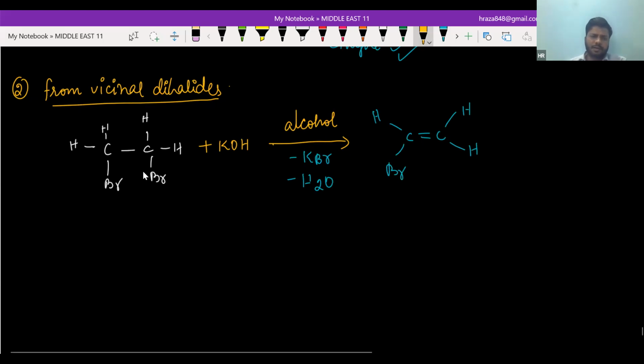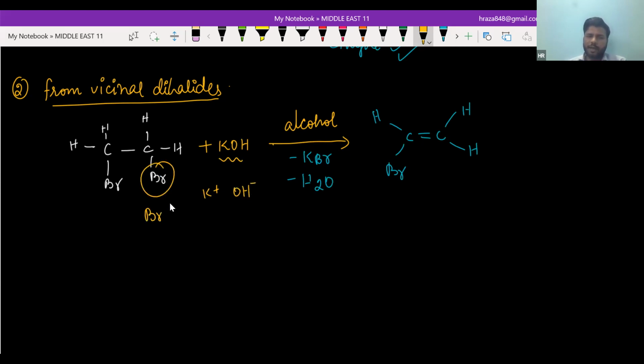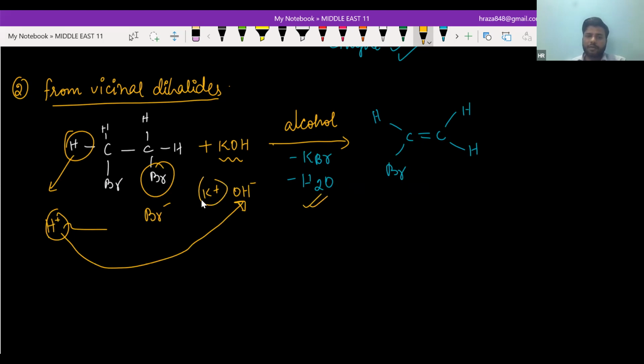Now see what happens. What happened here? KOH, that means K plus OH minus. One of the Br will come out as Br minus, and one of the hydrogen will come out as H plus. Now this positive will go with this negative, and H plus OH minus will be H2O. And this positive will go with this negative, K plus Br minus, so KBr will be eliminated.